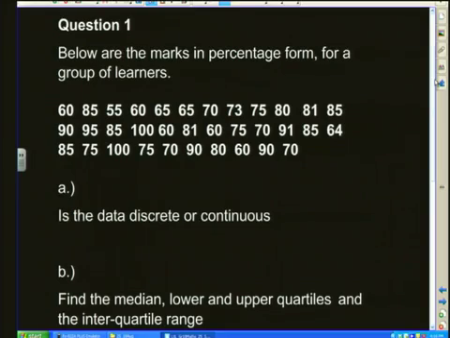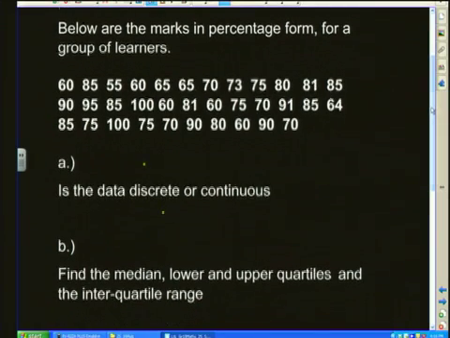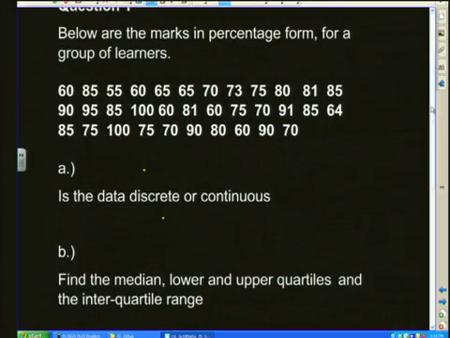Okay, you were given marks in percentage form for a group of learners. And the first thing you need to do, before you look at the questions, is look at the data yourself and decide what kind of data this is. Is it grouped? Is it ungrouped? Is it discrete? Is it continuous? Start asking yourself questions about the data so that when you look at the actual questions, you have an idea of where you can go with answering them.